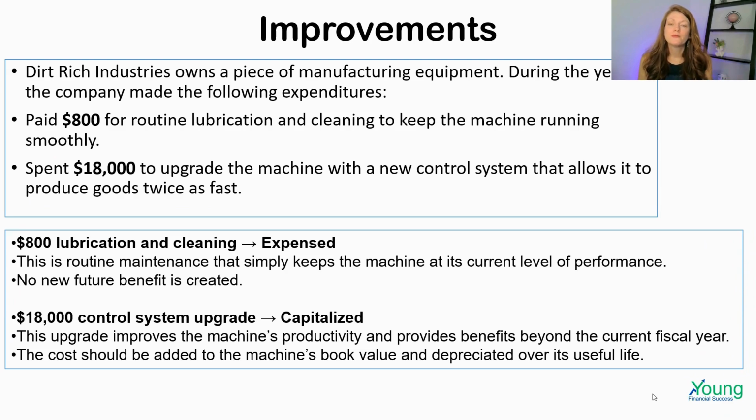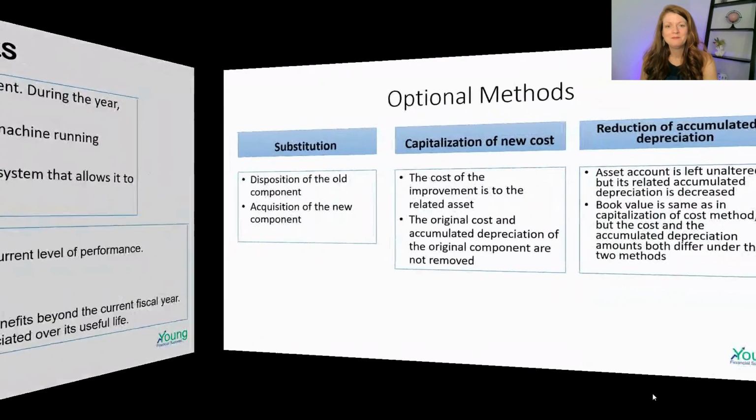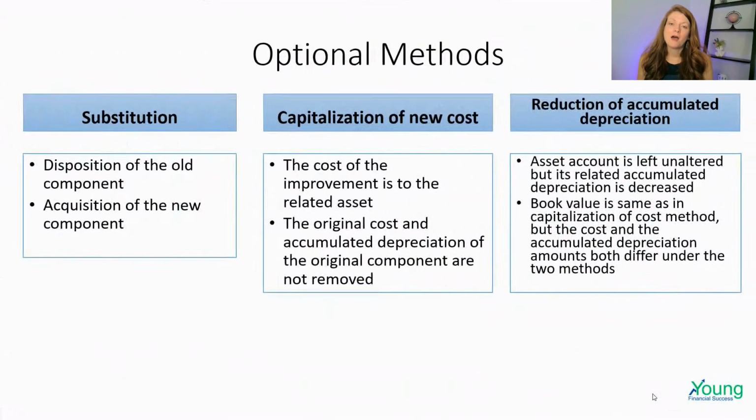That is going to improve the machine's productivity, provide benefits beyond the current fiscal year, and we need to go ahead and put that onto the machine on the balance sheet and start depreciating it over the rest of its life. So hopefully that makes sense with what to do post-acquisition when we are going to have more expenditures for an asset. Now let's look at some optional methods to go along with some improvements.